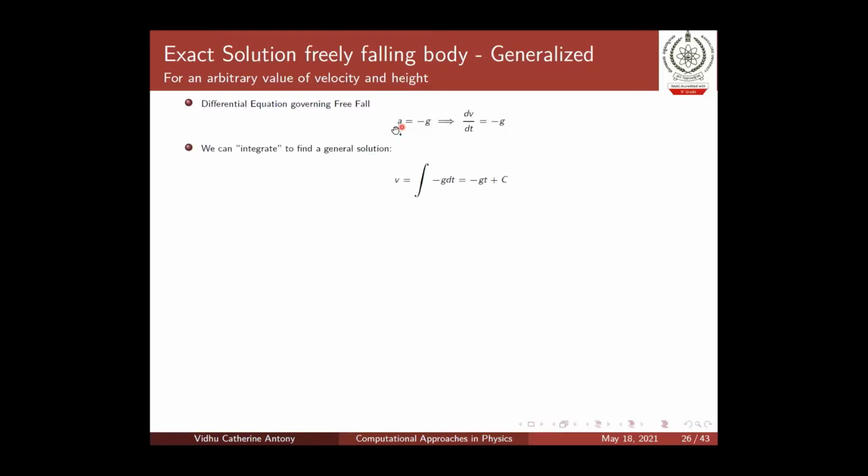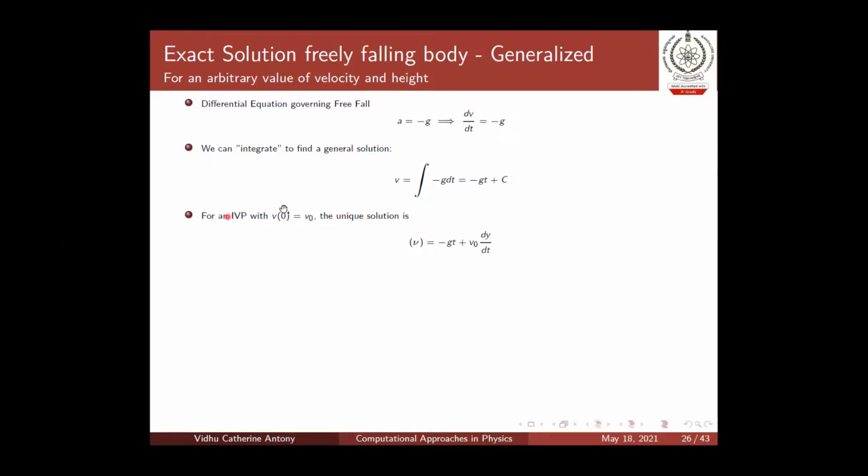We know that the differential equation governing free fall is a equal to minus g, and this is how you get it. So you integrate this to get the first solution. You get v equal to the integral of minus g dt. This is not Euler's method, let's be very clear on that. This is the exact solution that I'm doing. I'm solving the differential equation and showing you the answer. You have a minus gt and you add it with a constant.